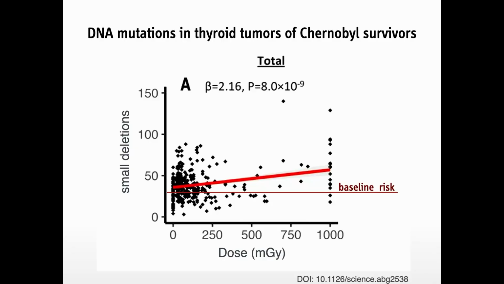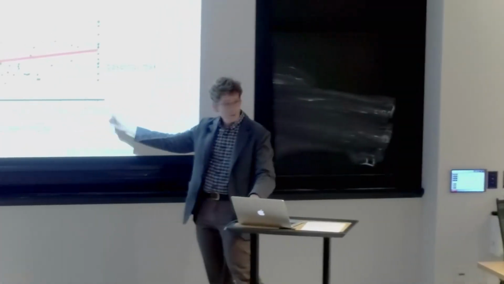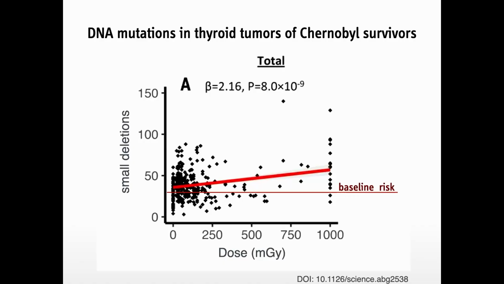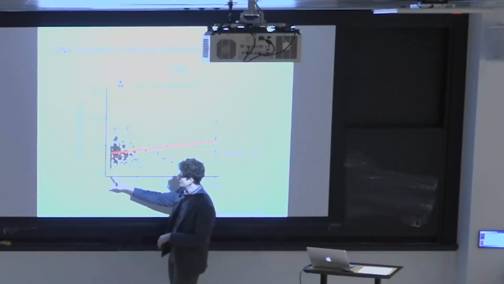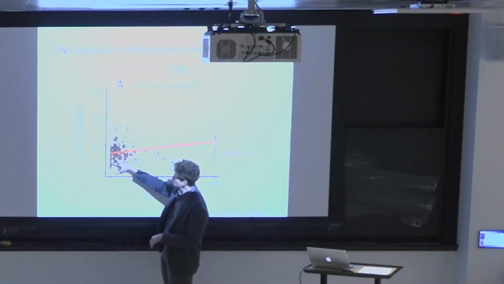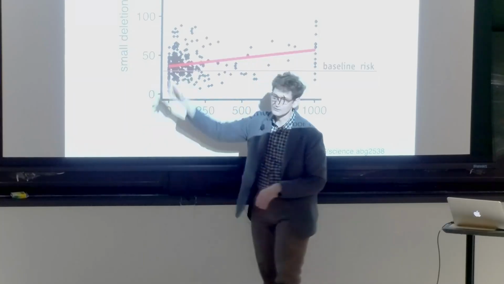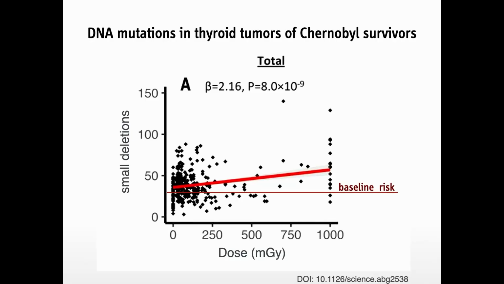This is DNA mutations in thyroid tumors of Chernobyl survivors. The maximum recorded dose here is 1,000 milligray, which is 1 gray. So we are completely in the low dose regime, right? At first, let's just look at what we have here. The first thing to notice is there's actually considerable background population at 0 dose, right? This is the distribution of observations, and you see that, on average, there is something like 25 small deletions in this genome, even at no dose.